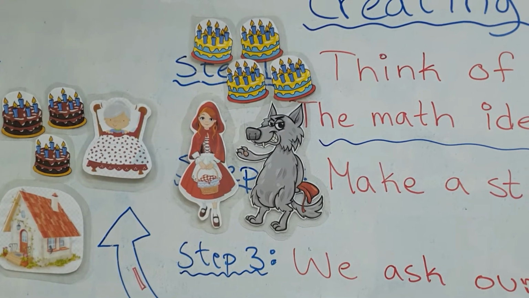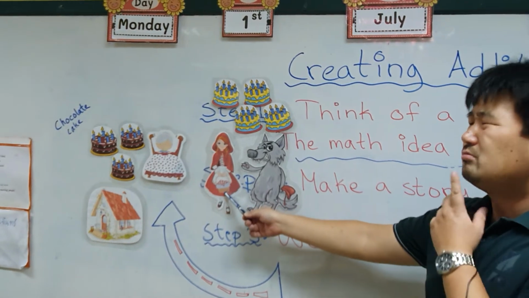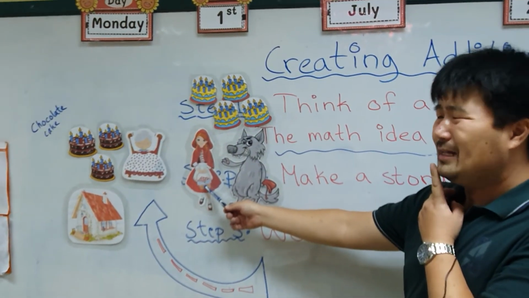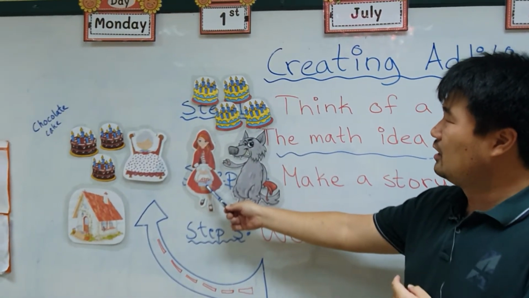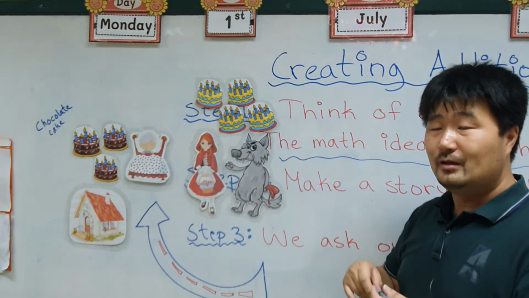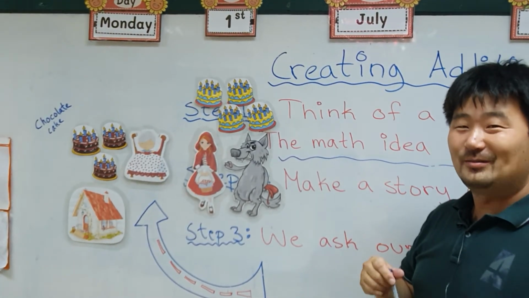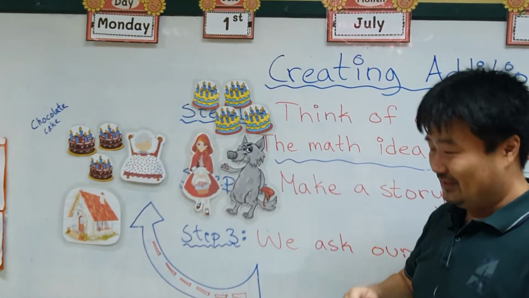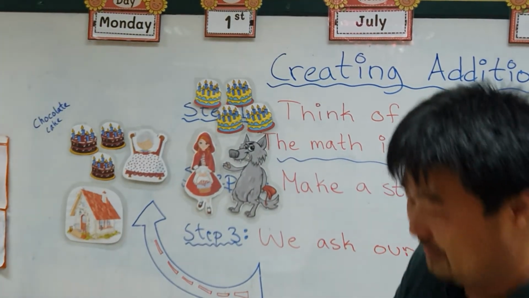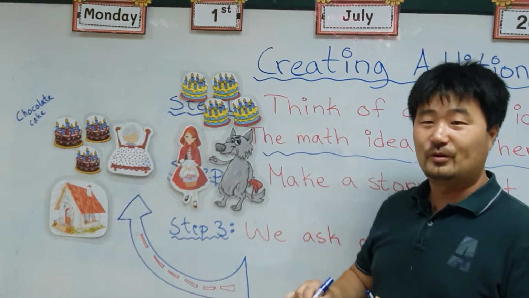How many cakes?" And the little Red Riding Hood, she answered, "That is a good question. I don't really know. Maybe one of you can help to count them." Okay, so that is the end of the story.